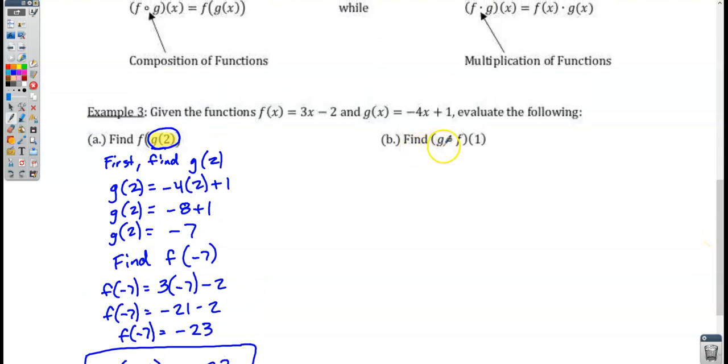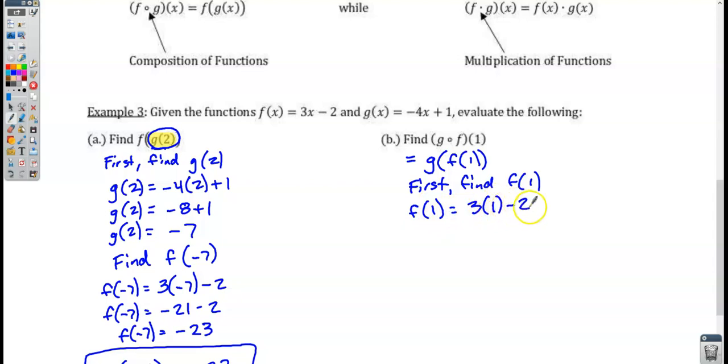Part B. Now this time it's written in fog notation. We're finding g of f of 1. You certainly want to think about this as being g of f of 1, like so. So we're going to start from the inside and work our way out. So our first task is to find f of 1. So we're going to put 1 into the function f in place of x. And 3 times 1 is 3. And so we find that f of 1 is equal to 1.